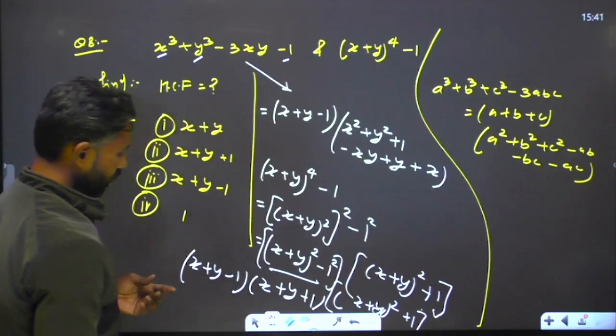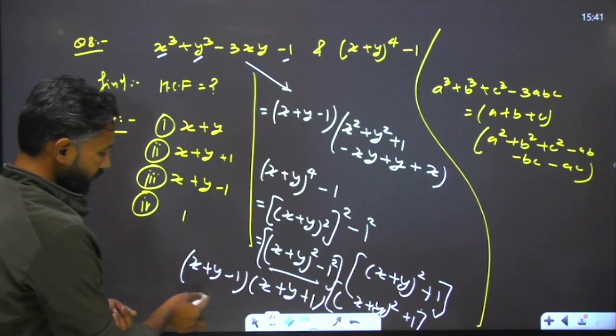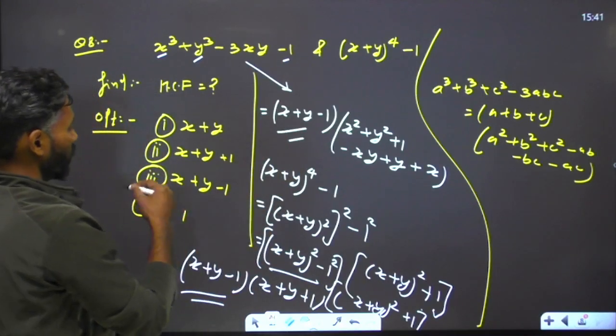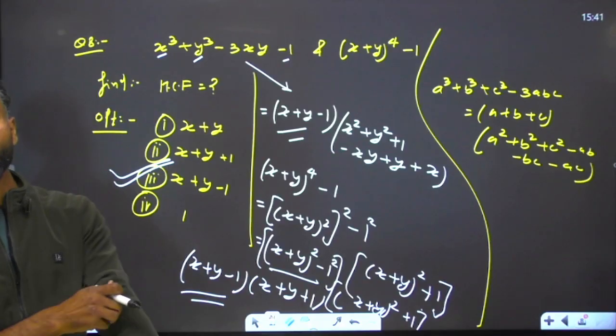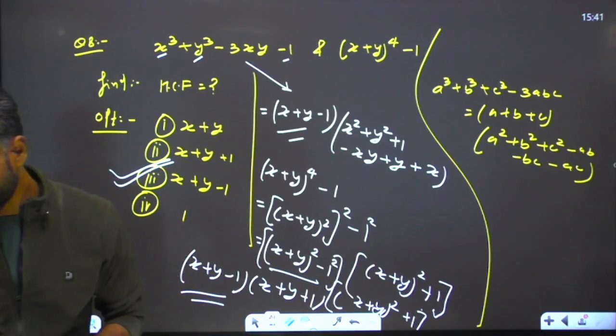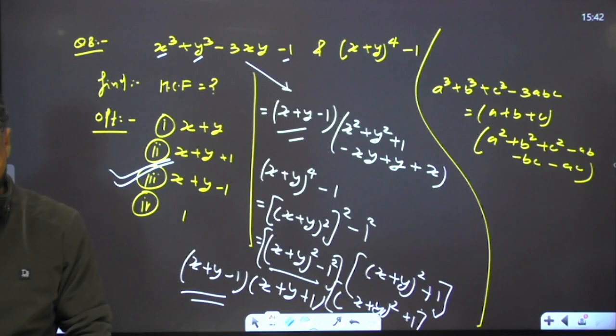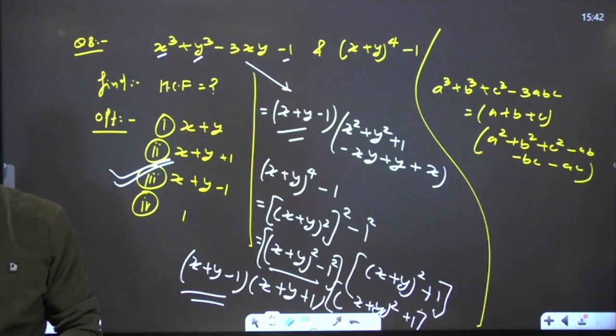So can you see what is common? You can see x plus y minus 1 is common in both. So this is the HCF. x plus y minus 1 is the HCF. So it was a very interesting question. Understand that? Now I'm going to tell you one more question.